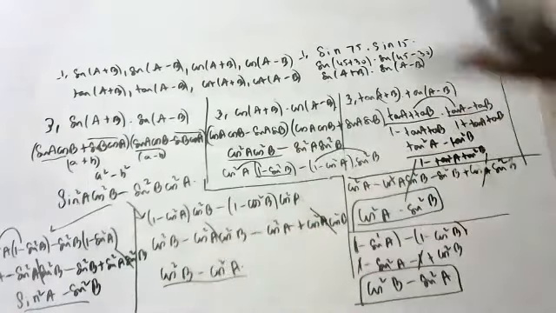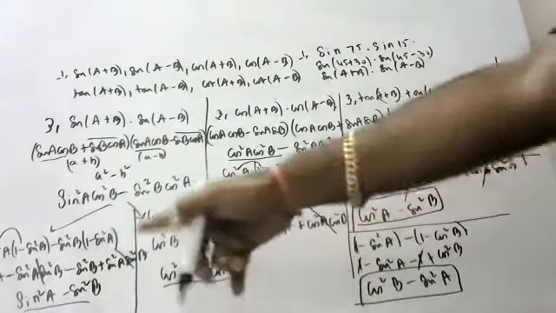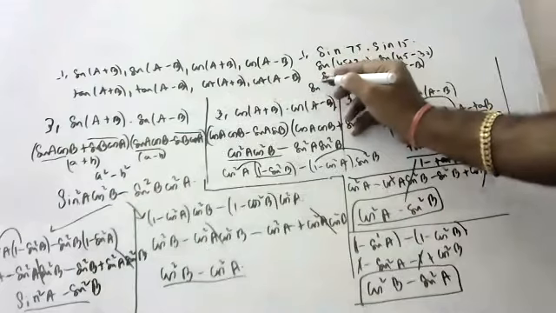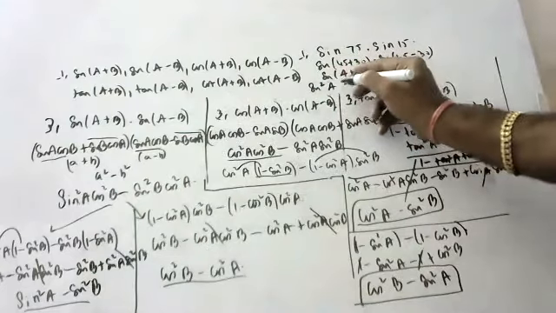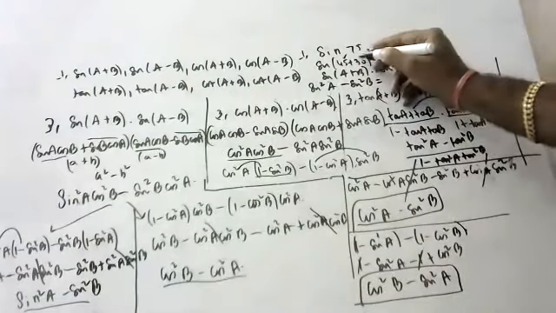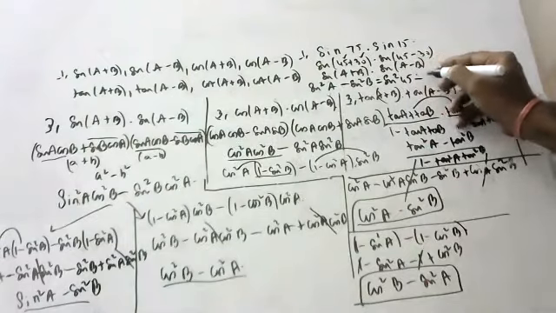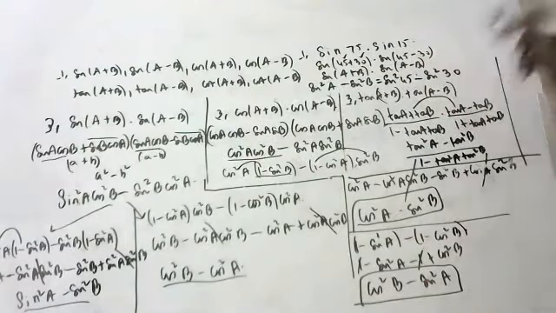Your wish, children. Any formula you can take. Which formula do you want? The first one we will take. So sine square A minus sine square B. Who is A? 45. Who is B? 30. Sine square 45 minus sine square 30.